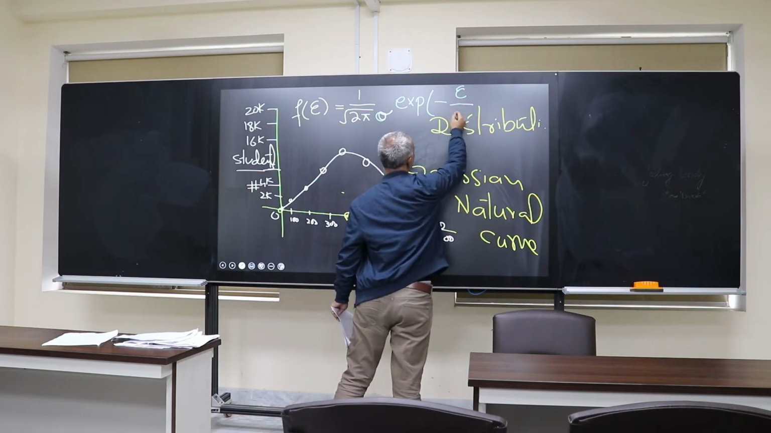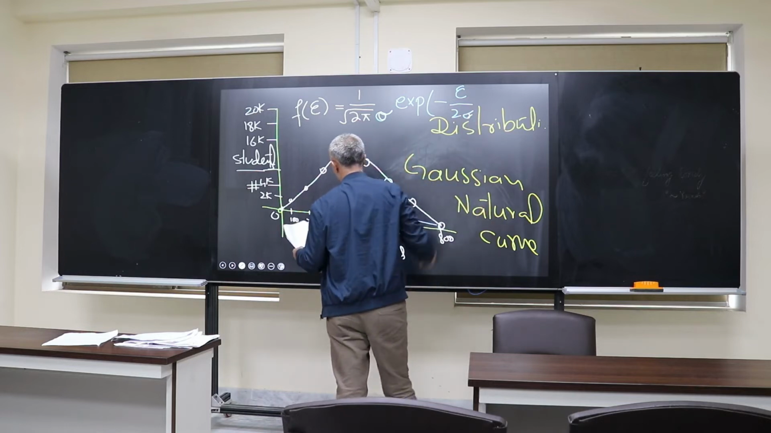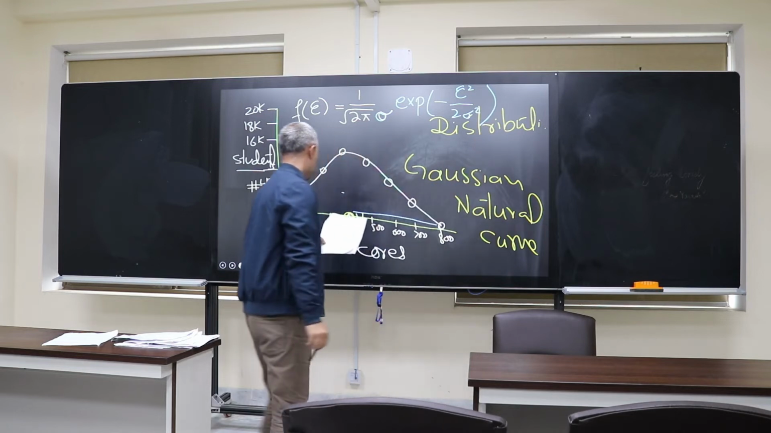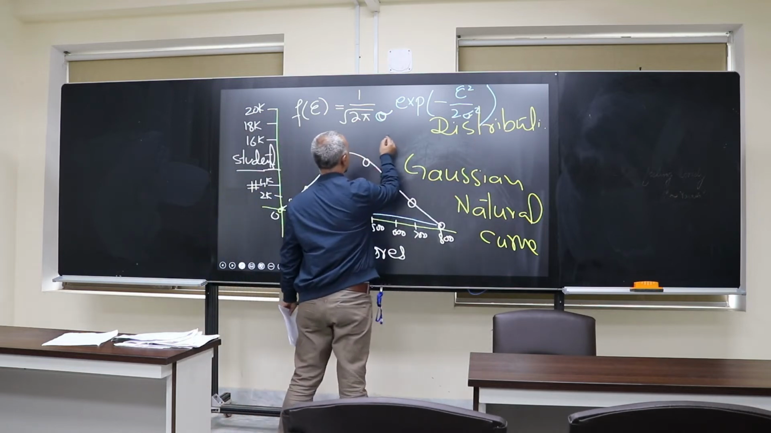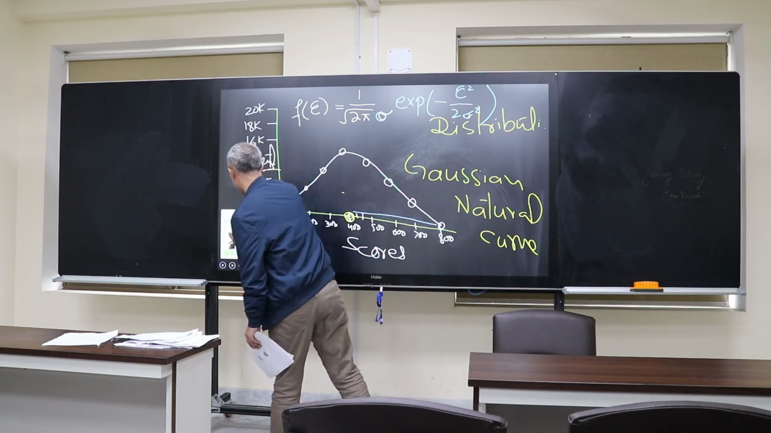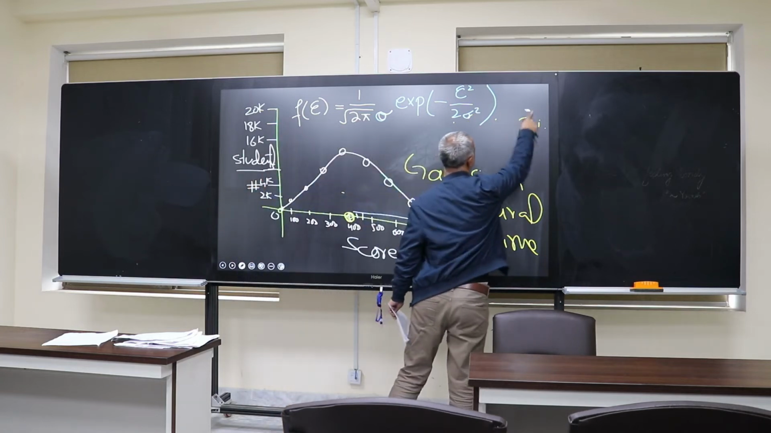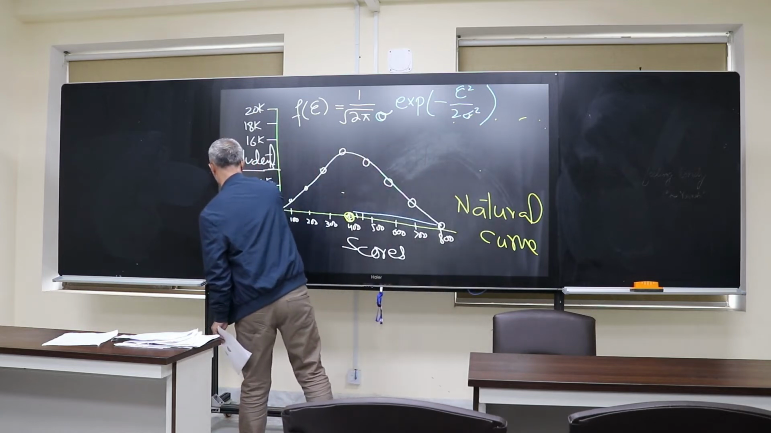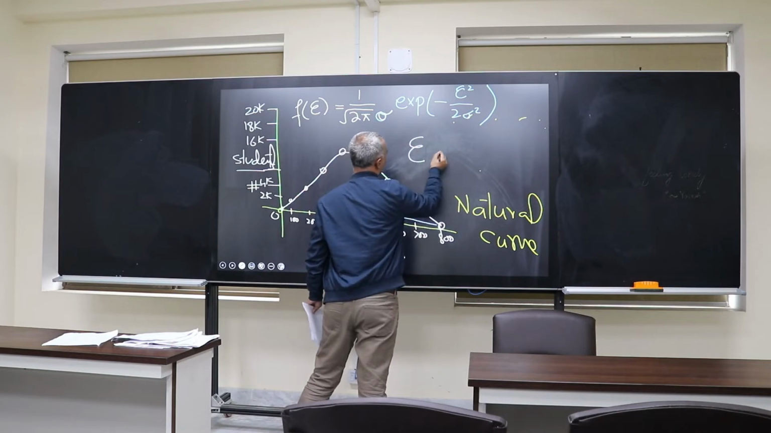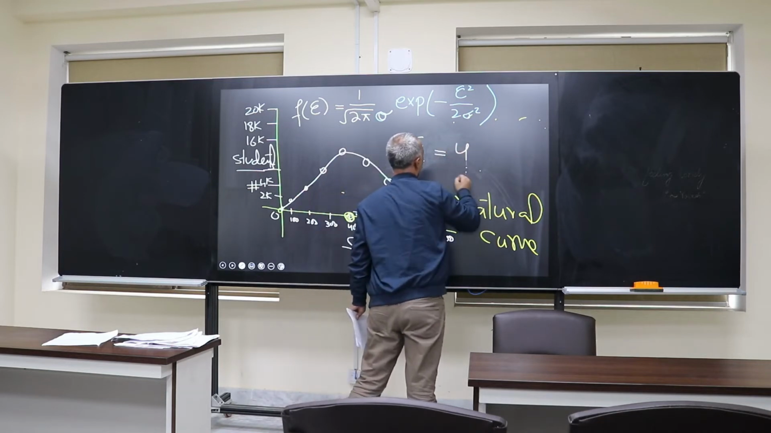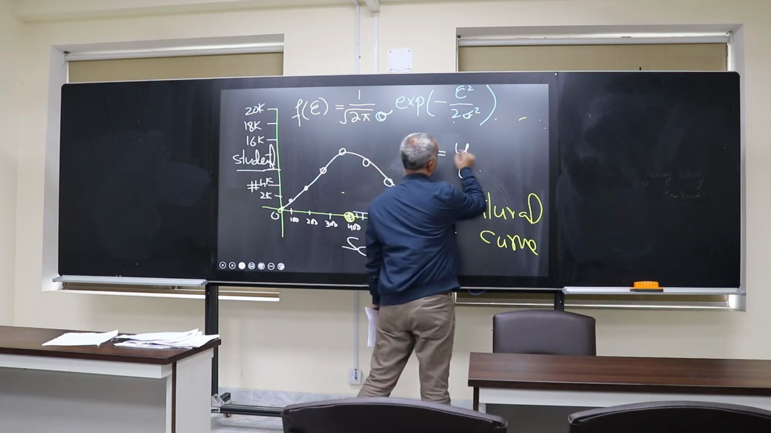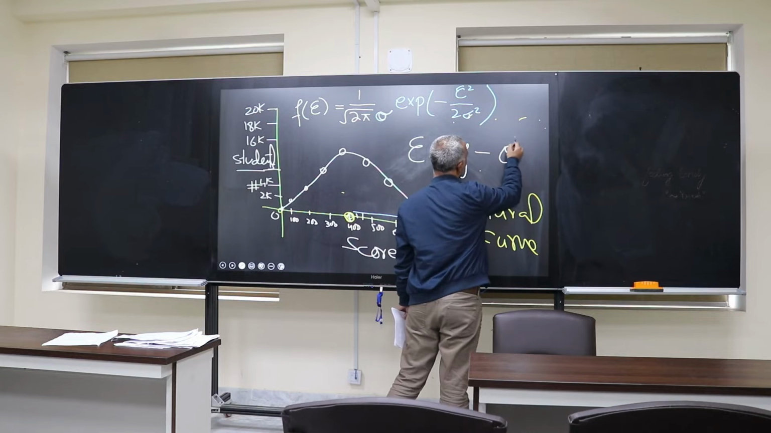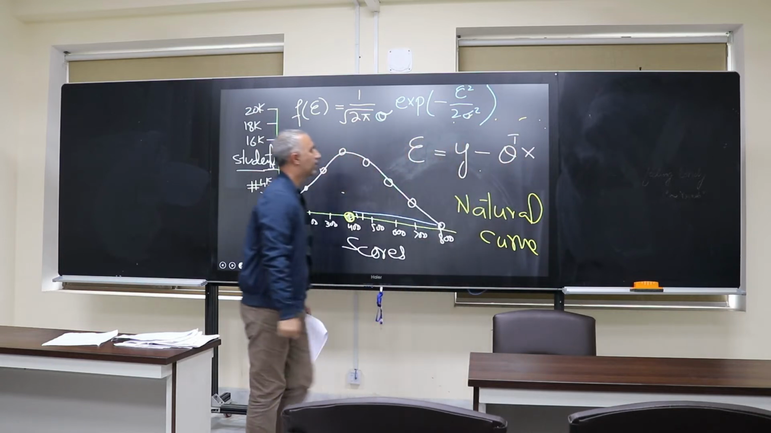Error term divided by 2 sigma square, this error term squared. So this is the formula where error terms represent the difference between the given value and the hypothesis value or estimated value.